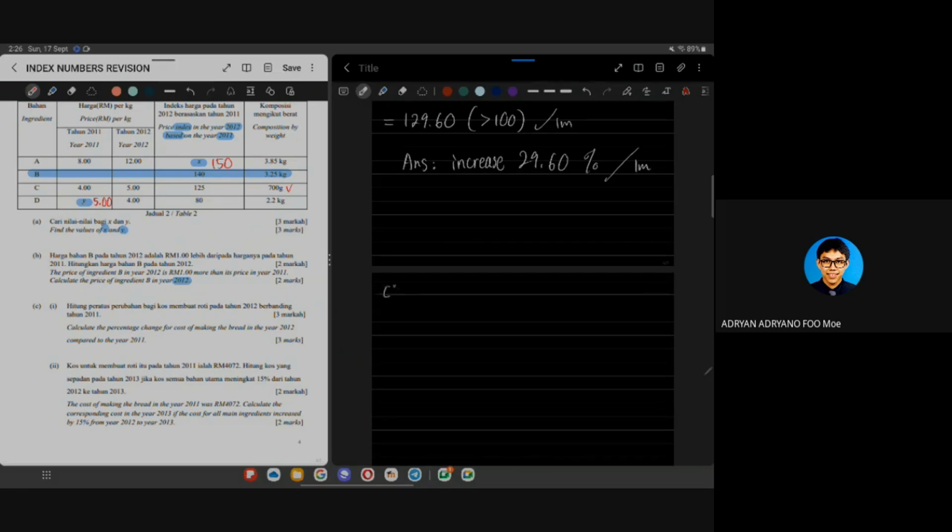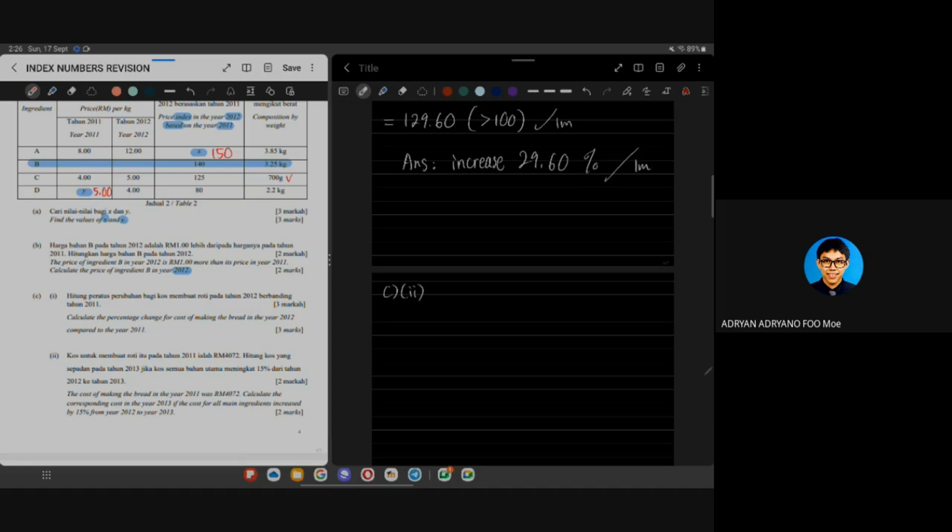Okay, how about C2? The cost of making the bread in 2011 was 4,072. See, making bread also 4,000 plus. Calculate the corresponding cost in 2013, if the cost for all the main ingredients increased by 15% from 2012 to 2013. You must emphasize the words all main ingredients. Why? Because when there's the word all, I can straight away assume composite 2013 over 2012 is immediately 150.